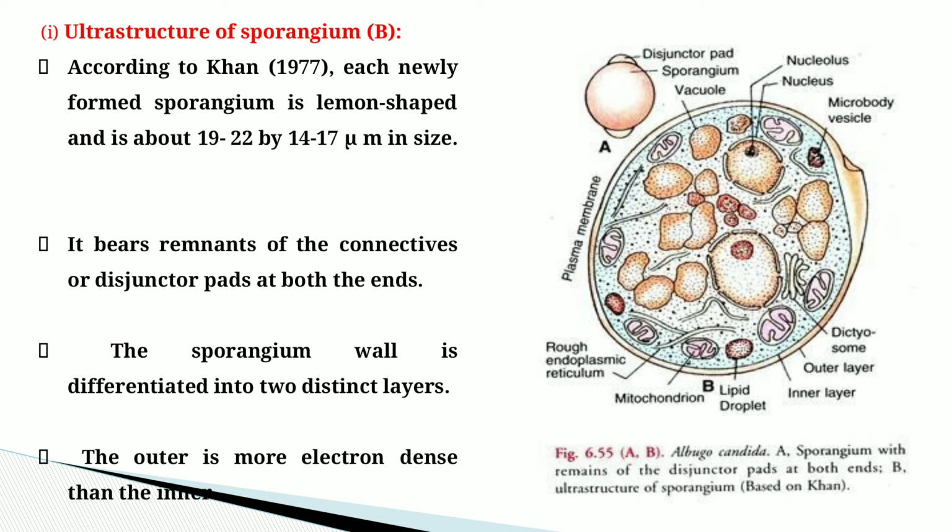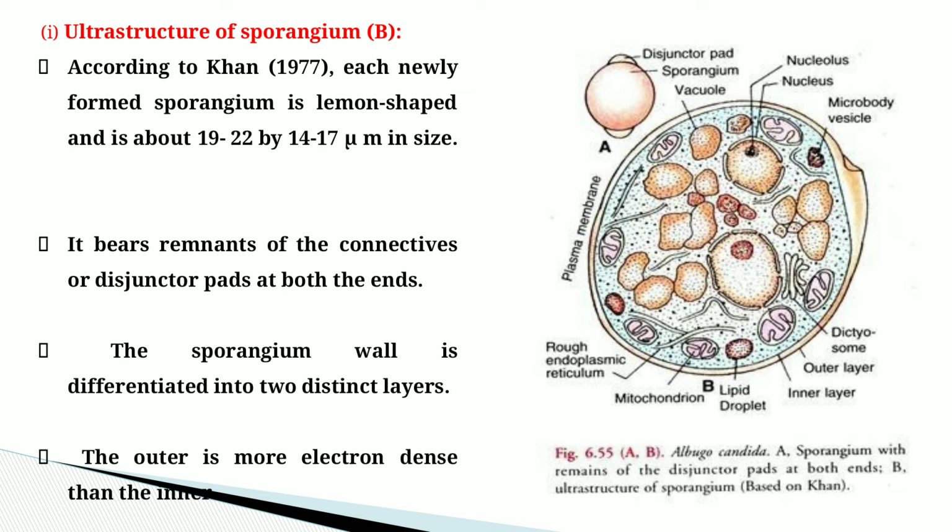Here in the picture you can see clearly, in diagram A, the disjunctor pads present at both the ends. The sporangium wall is differentiated into two layers. The outer is more electron dense than the inner layer. So what is an electron dense layer? That means the protein layers of the cell membrane are called electron dense layer.